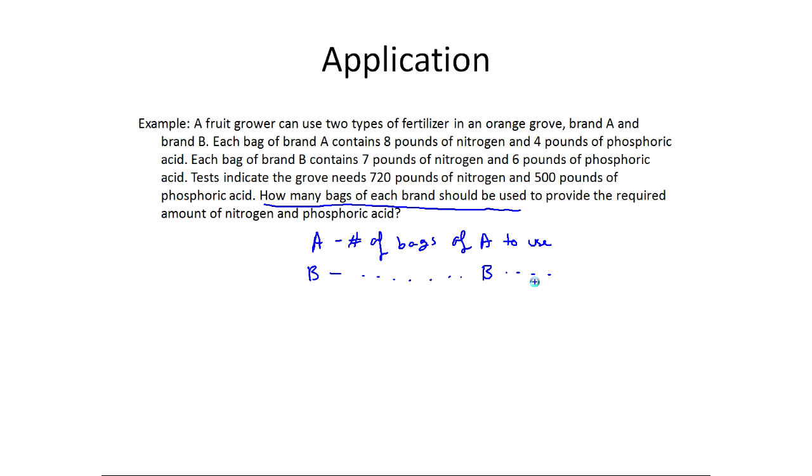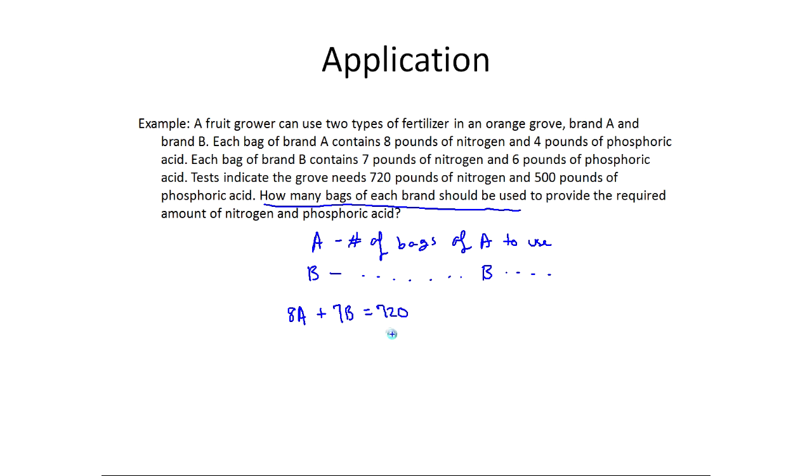The second trick to this is to combine like information with like information. In other words, we have lots of information about nitrogen, we have lots of information about phosphoric acid. Why don't we combine those? In other words, we know we need 720 pounds of nitrogen. We're going to have to get some nitrogen from A and some from B. How much nitrogen do we get from A? We get 8 pounds for each bag. So there's our nitrogen from A. And when you combine it with the nitrogen from B, which is 7 pounds per bag, you need to end up with 720 pounds.